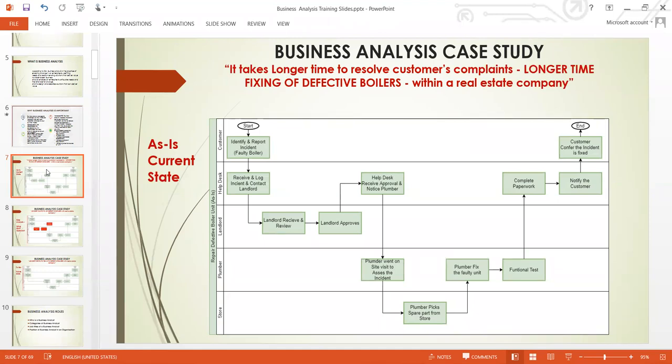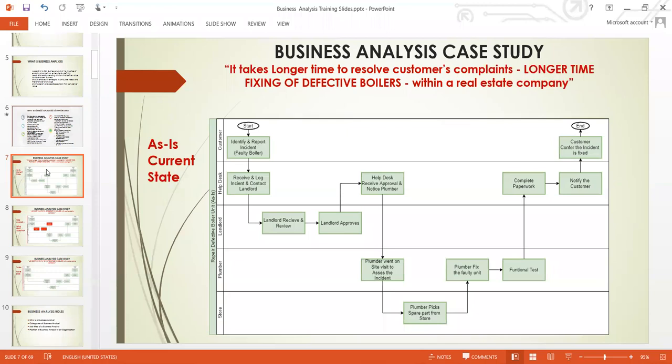The first thing you need to do is find out how they've been running their business. You need to understand how they have been solving this problem, because fixing defective boilers in a real estate company is a common issue. It's not a new problem, so they must have been doing this. So how have they been doing it, until they get to this stage where they can't cope anymore? You need to understand how they've been doing it.